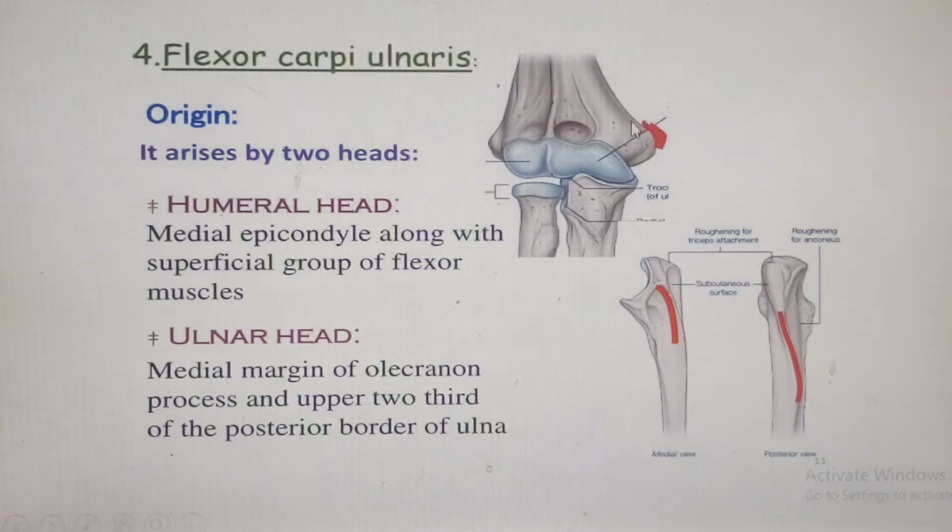Okay, common flexor origin, that's the medial epicondyle. Then, of course, it will also have an ulnar head. And that ulnar head is coming from the medial margin of the olecranon, as well as the upper two thirds of the posterior border of the ulna.